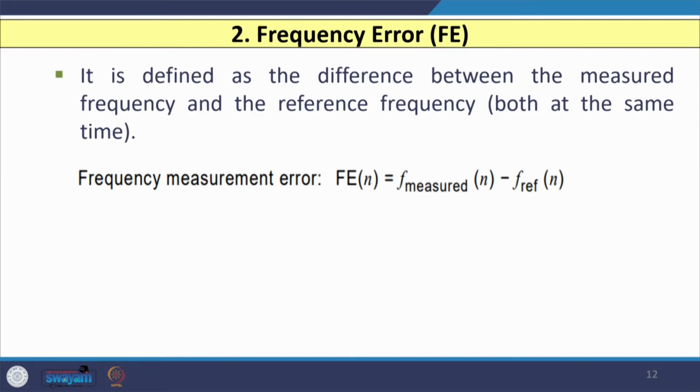Now let us see the second type of error, known as frequency error, usually denoted by Fe. Frequency error is defined as the difference between the measured frequency and the reference frequency, both at the same time. Mathematically, the frequency measurement error Fe n, where n is a particular sample number, is given by the measured value of frequency at that sample number minus the reference frequency at the same sample number. This is how we can represent frequency error during the measurement.